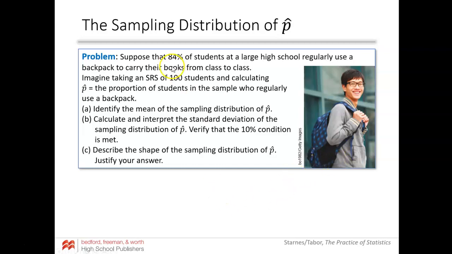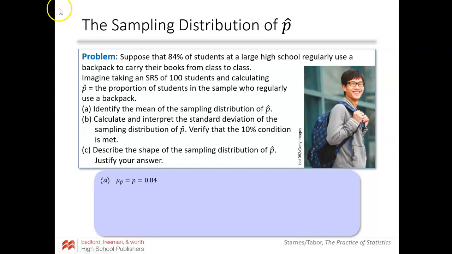All right, so here we have a nice problem. It says, suppose that 84% of students at a large high school regularly use a backpack to carry their books. This is groundbreaking stuff, guys. We took an SRS of 100 students, and we're calculating p hat to be the proportion of students in the sample who regularly use a backpack. So first question, identify the mean of the sampling distribution. The mean of the sampling distribution is equal to the value of p from the overall population, so the probability of success, if you want to think of it that way: 0.84.